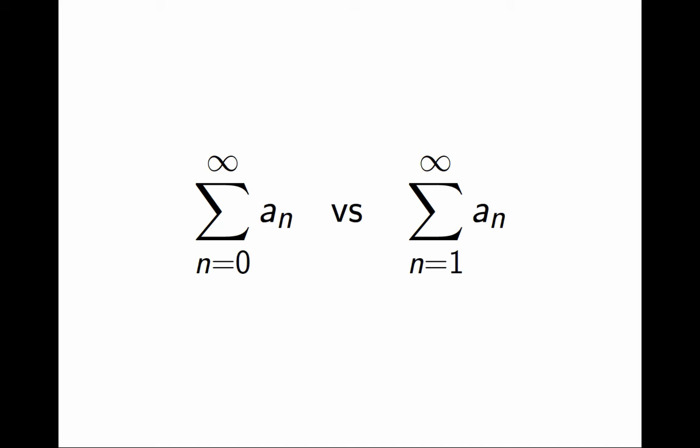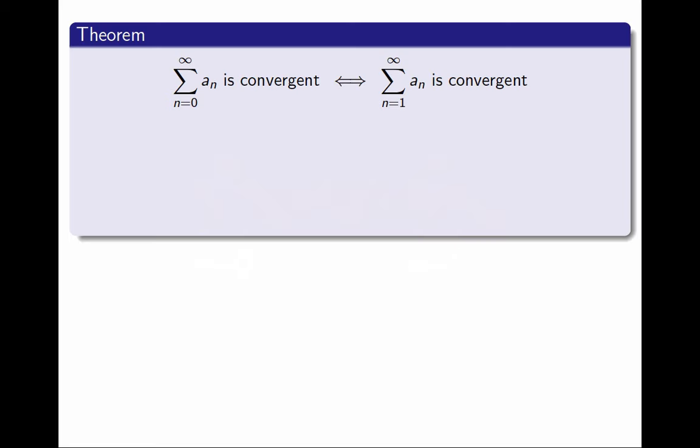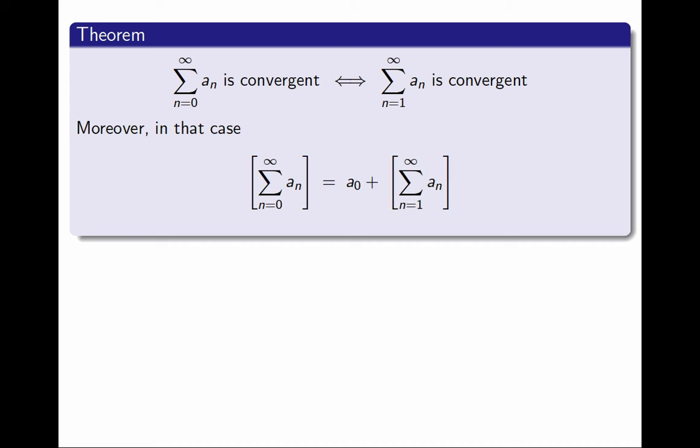Let's compare these two series, the sum of a_n as n goes from 0 to infinity and as n goes from 1 to infinity. What's the relation between them? Well, in this case, the answer is the obvious one, and this works exactly as we expect. The second series is the same as the first one, except the first one has one extra term. So what the theorem says is that the first series is convergent, represents a number, if and only if the second series is convergent, represents a number. And moreover, in that case, the value of the first sum is equal to the value of the second sum plus the extra term. Nothing surprising here, this is exactly as we would expect it.